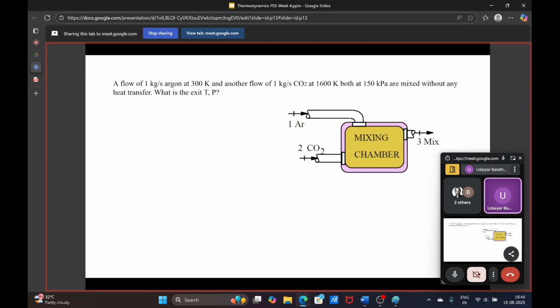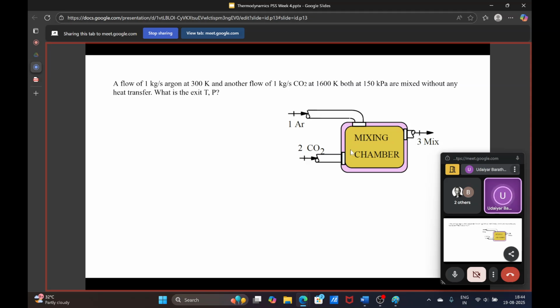So then moving on. A flow of 1 kg per second of argon at 300 Kelvin and another flow of 1 kg of CO2 at 1600 Kelvin, both at 150 kilopascal, are mixed without any heat transfer. What is the exit temperature and pressure? So you have two gases mixing, both at the same pressure but at different temperatures, and the mixture is coming out. We are assuming there is no heat transfer outside, so it's an insulated mixing chamber. What will be the temperature and pressure?